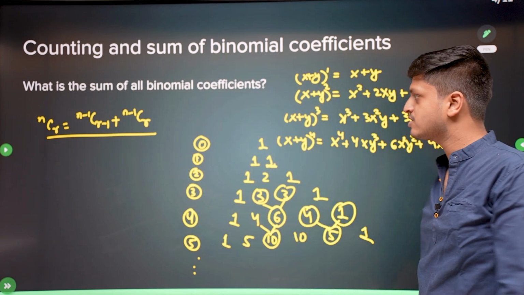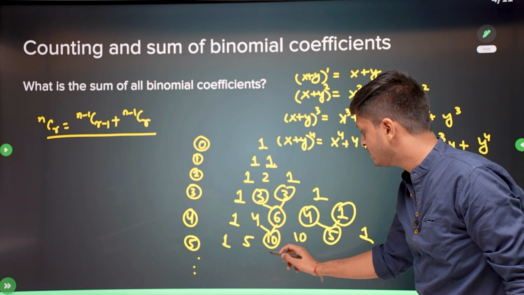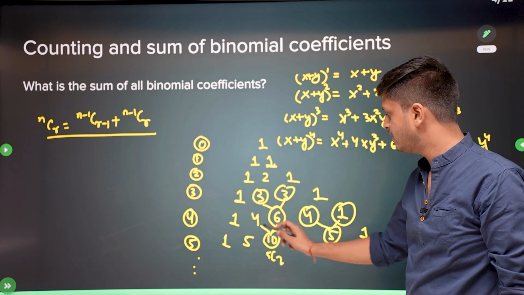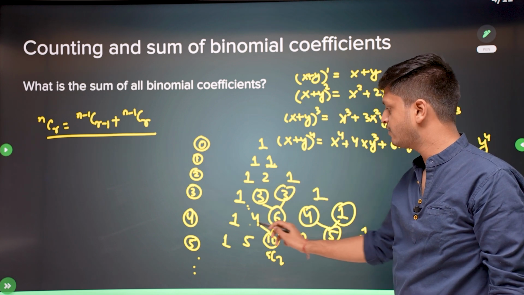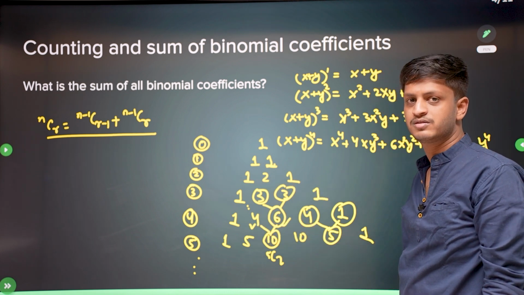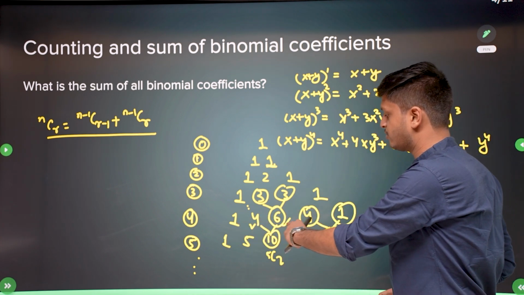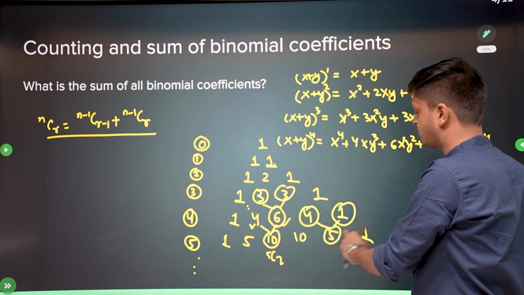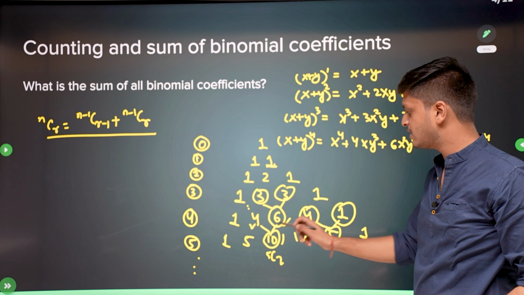Right? This theorem we have seen in combinations as recurrence. So this is 5C2. 5C2 will be 4C1 plus 4C2. This is 4C1, this is 4C2. If you see this triangle carefully, this will be 4C0, 4C1, 4C2, 4C3, 4C4. This will be 5C0, 5C1, 5C2, 5C3, 5C4, 5C5. So 5C2 will be 4C1 plus 4C2.